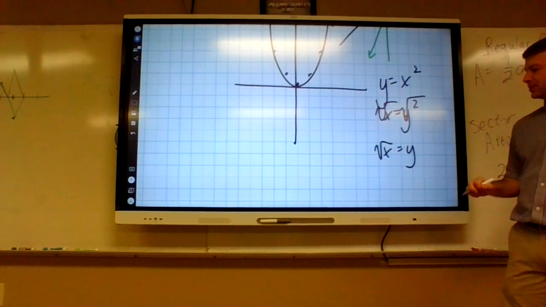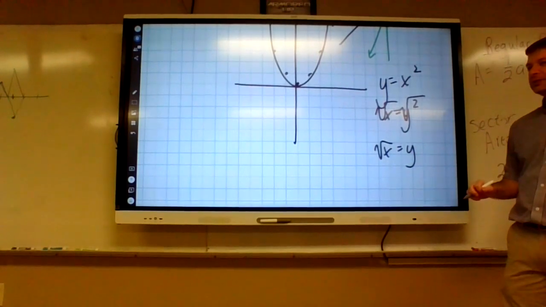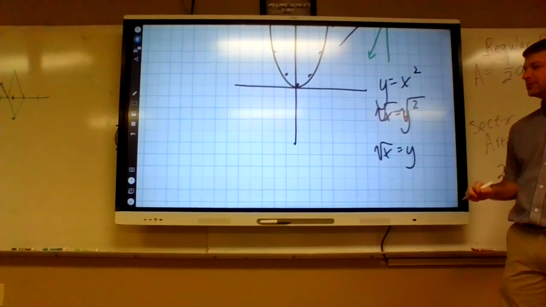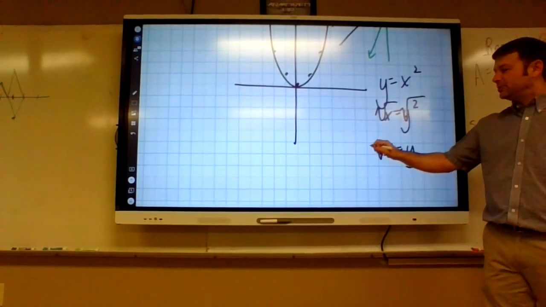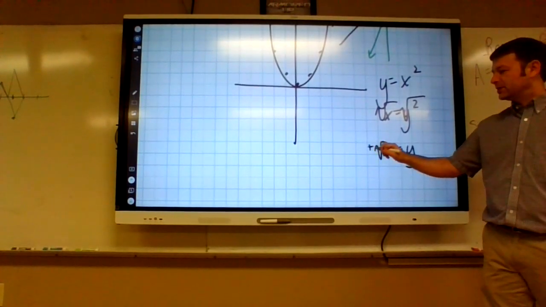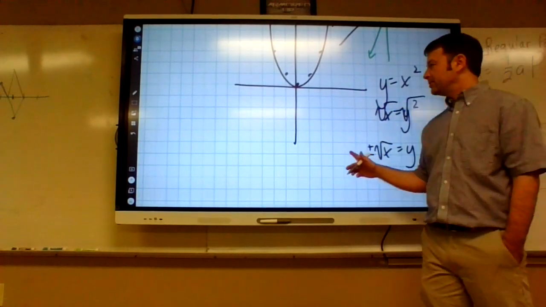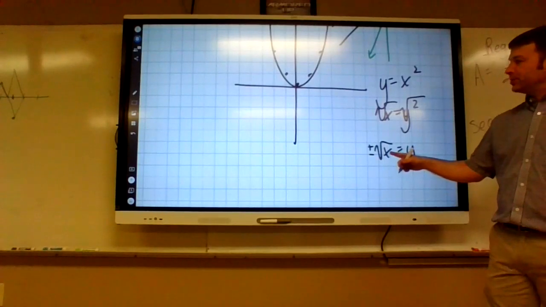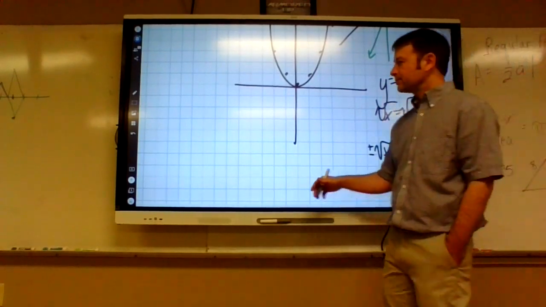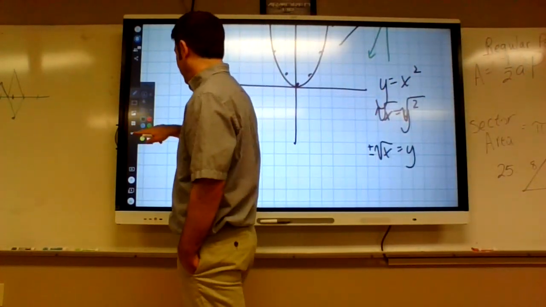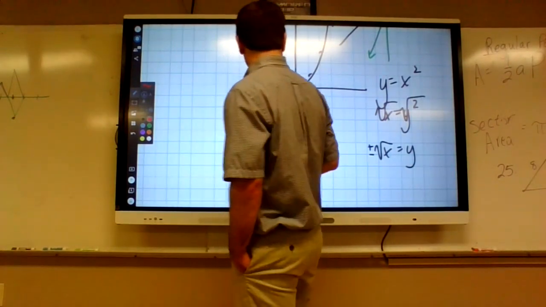Does anybody know what's wrong with this? It's not possible. No, it's possible. Anytime you use that square root trick, it's a plus or minus. So, you guys remember what y equals square root of x looks like?